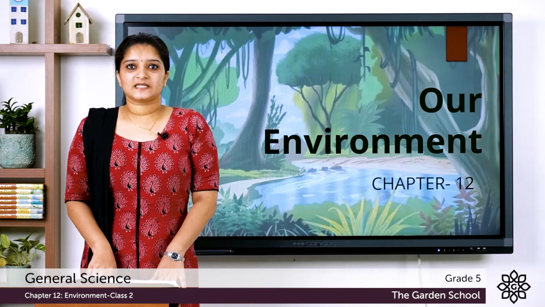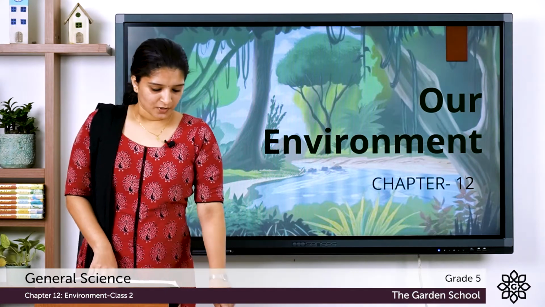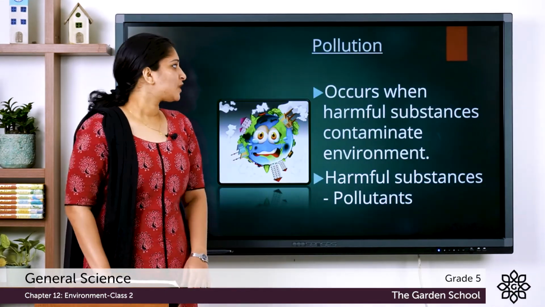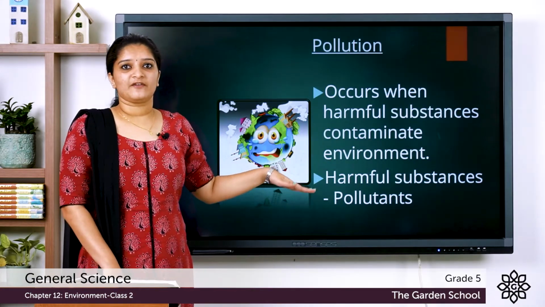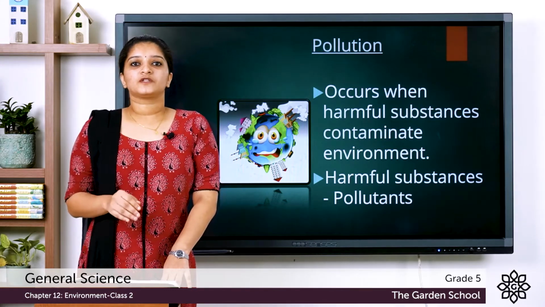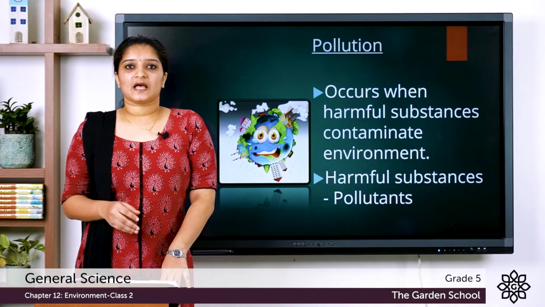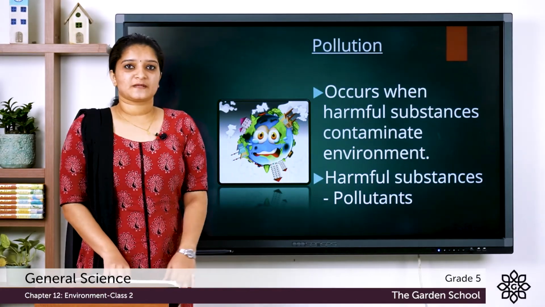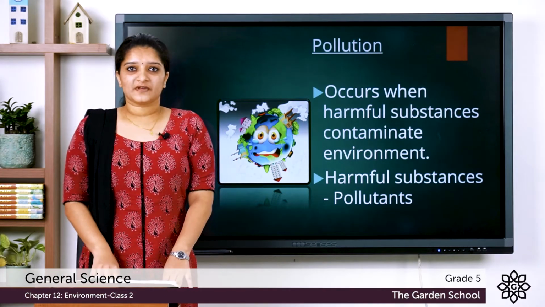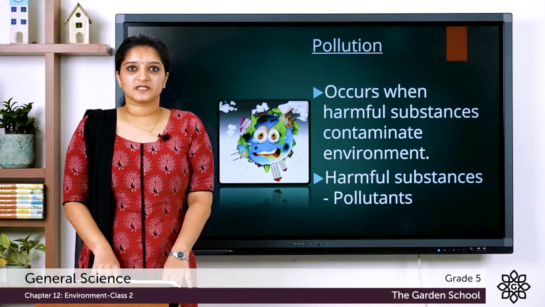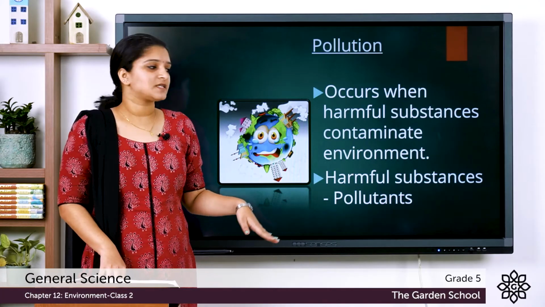But there are some instances which contaminate this environment, and this process is known as pollution. So let's see what pollution is. Pollution is the situation which occurs when harmful substances contaminate the environment, which means pollution occurs when unwanted substances are present in our environment, and this in turn contaminates our environment. And the harmful substances that pollute the environment are known as pollutants.